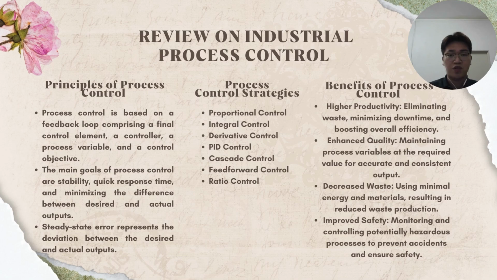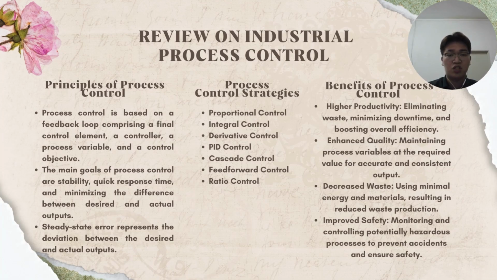Now I will present a review on industrial process control. Principle of process control. Process control is based on a feedback loop comprising a final control element, a controller, a process variable, and a control objective. The main goals of process control are stability, quick response time, and minimizing the difference between desired and actual output. Steady state error represents the deviation between the desired and actual output.